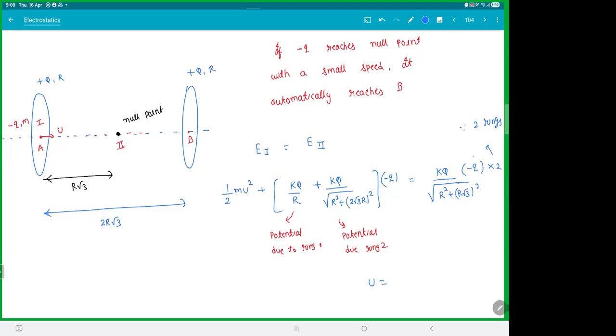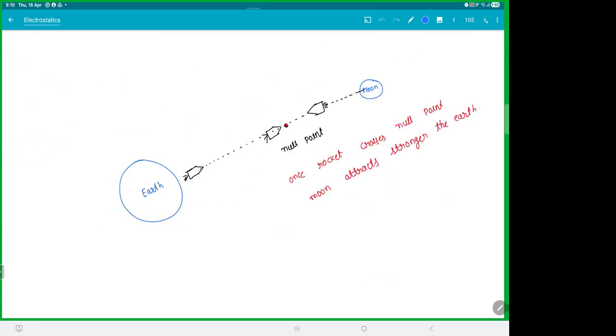All clear with this? Any doubts on this? Clear, Devansh? Clear? Vedika? Shreyansh? Shreyan? Great. Let's see the next one.